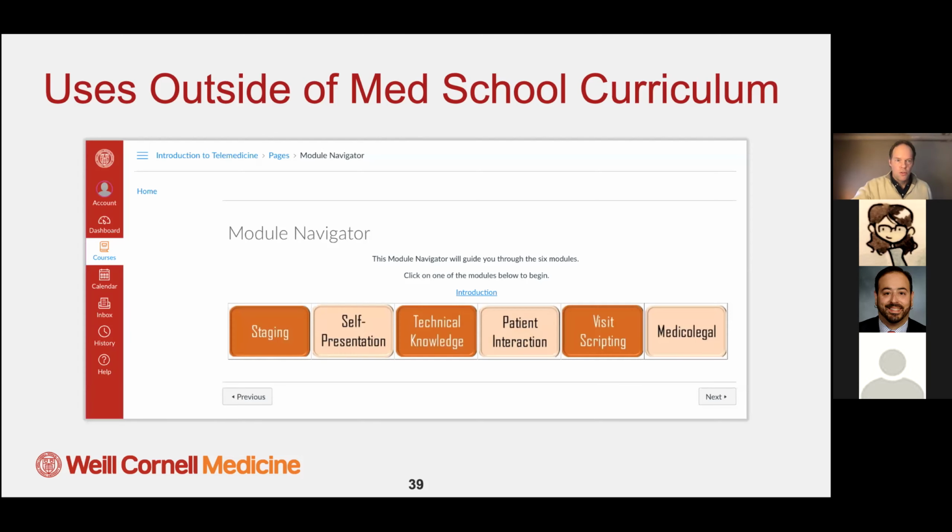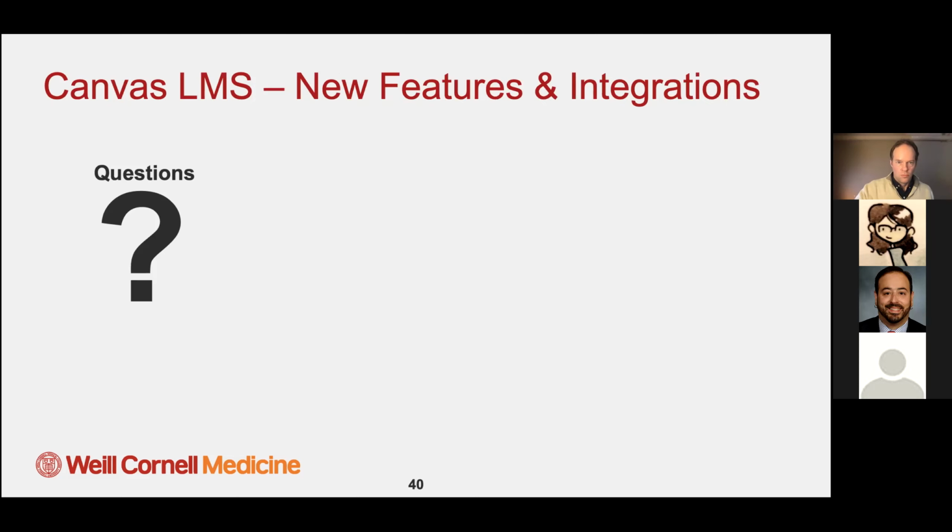Just to look at one of those courses. So this is what the Introduction to Telemedicine course looks like. At this point, I think it has about 430 enrolled students from Weill Cornell, NYP, Columbia, and even outside institutions. So that's basically my presentation. Any other questions about using Canvas for alternative types of training and courses, and then also, just anything from the rest of the presentation?